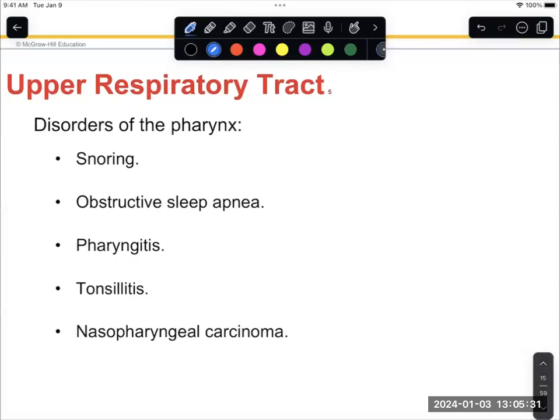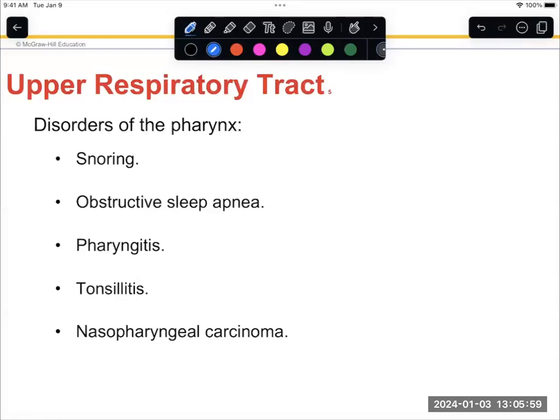Snoring. Snoring occurs when structures within that pharynx, could be the tongue, the pharynx itself that collapses down, the uvula, the soft palate, obstruct the airflow, causing that soft palate and uvula to vibrate. That is how that snoring sound is created.